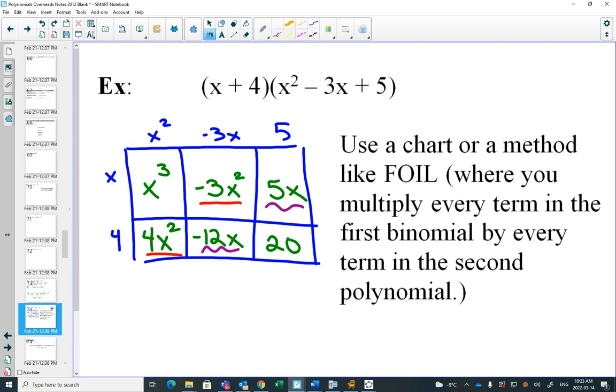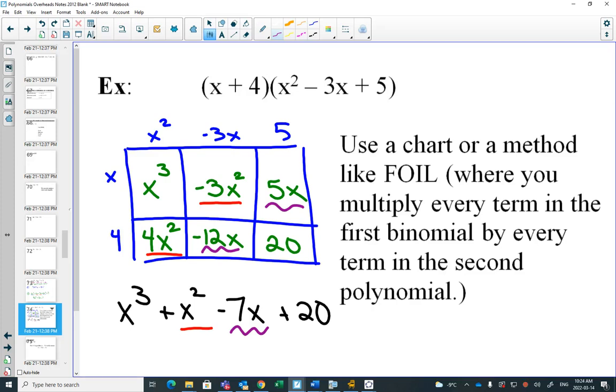So when we go to write our final answer, we will have x cubed. Are you okay that I put the red ones together? 4x squared minus 3x squared would give me 1x squared. And I'm going to put a red line under that so that I can remind myself, oh, that's where I got that number from. And minus 12x plus 5x, that will give me minus 7x. And I'm going to put a purple line under that to remind myself that's where I got that number from. And then I still have a plus 20. So this would be the final answer.